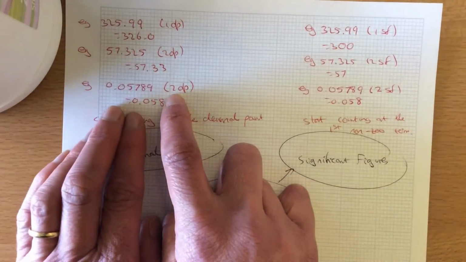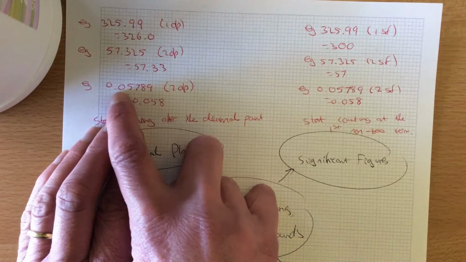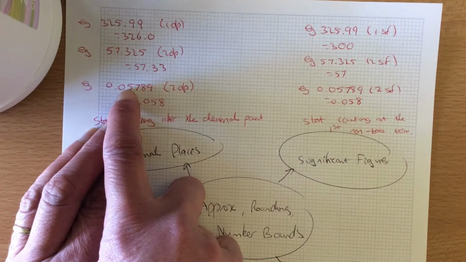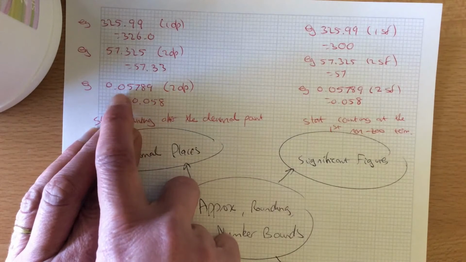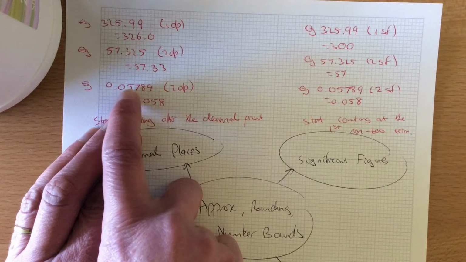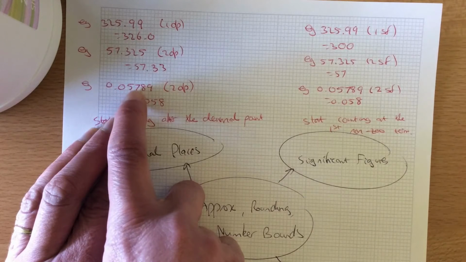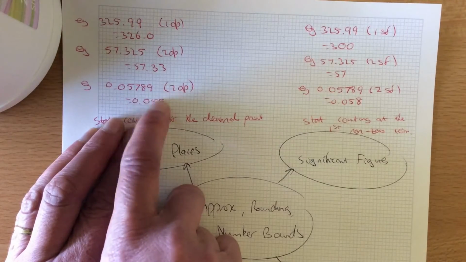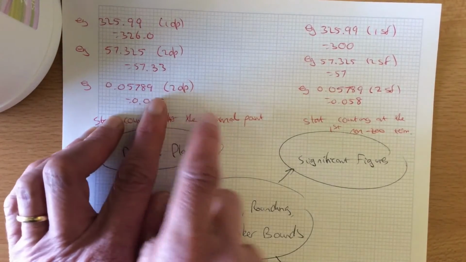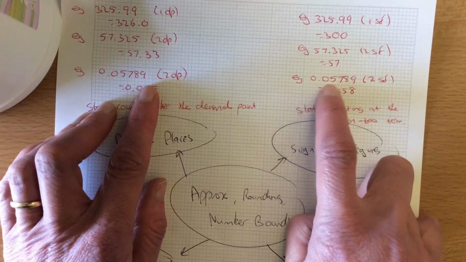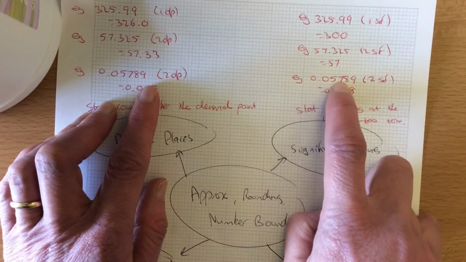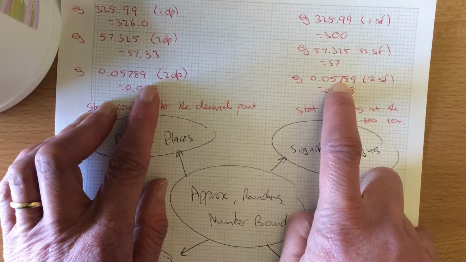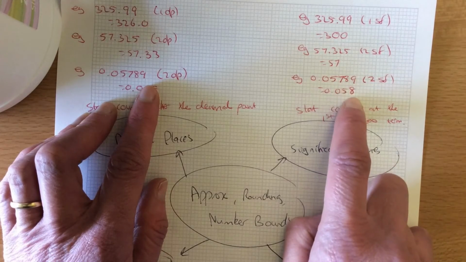And this one. Decimal places start after the decimal point, 1, 2. The 7 tells me it goes, sorry, mistake there. So 1, 2. So the 7 tells me that should be 0.06, so that one's wrong. That should be 0.06. Over here, two significant figures. I start counting at the 5, 5, 7. The 8 tells me to go up 1, so it's 0.058.